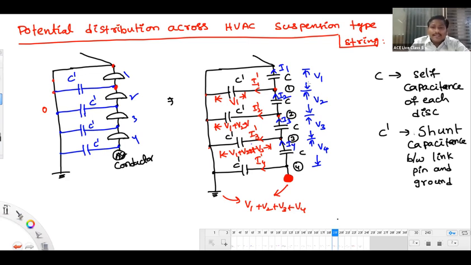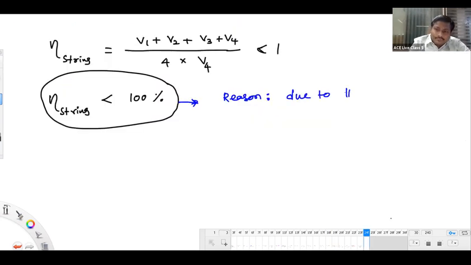Okay. So this is due to the charging currents drawn by shunt capacitances.